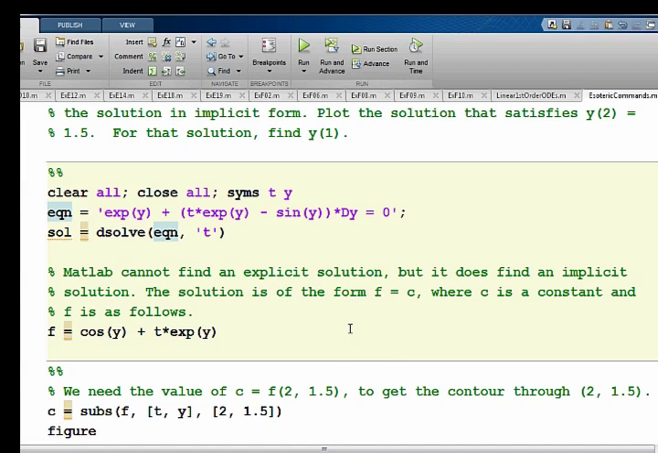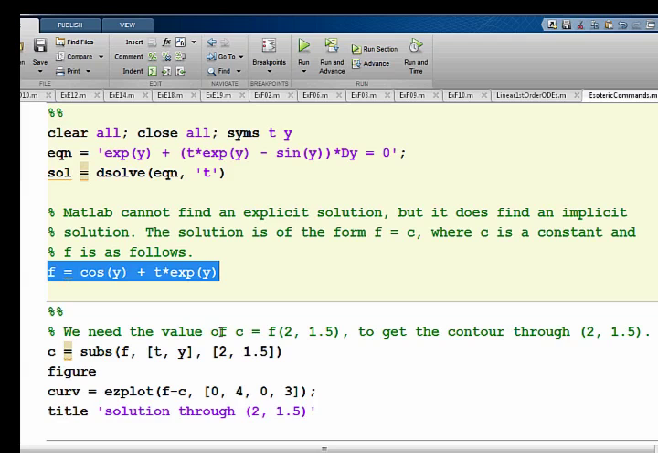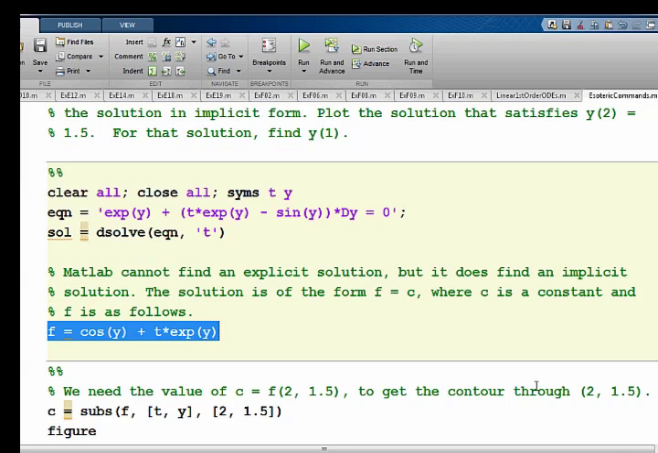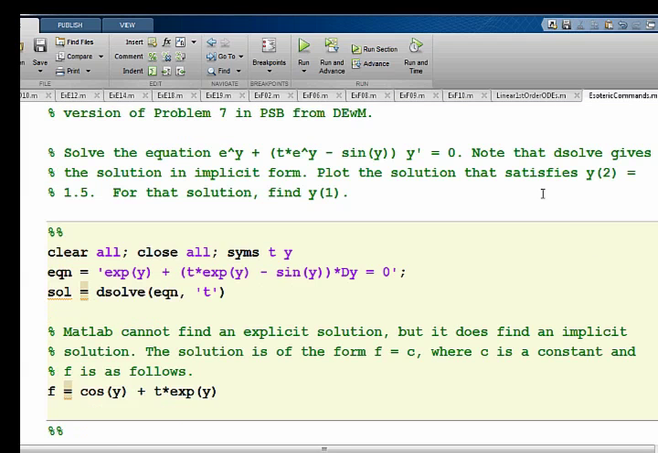MATLAB can't find an explicit solution. It does find an implicit solution, and so the solutions of the differential equation are f equals c, where f is this function here, cosine y plus t e to the y. Now, I want to find, going back to the statement of the problem, plot the solution that satisfies y of 2 equal 1.5.